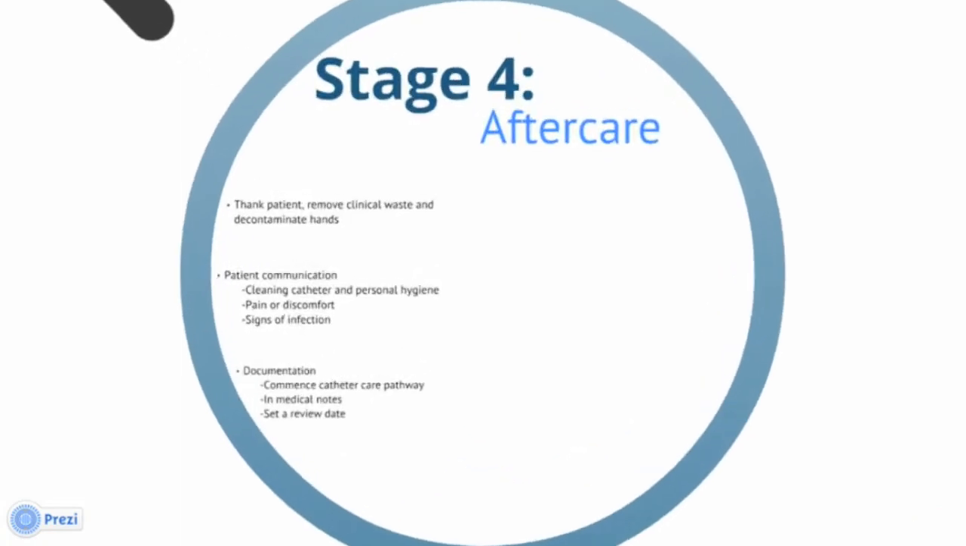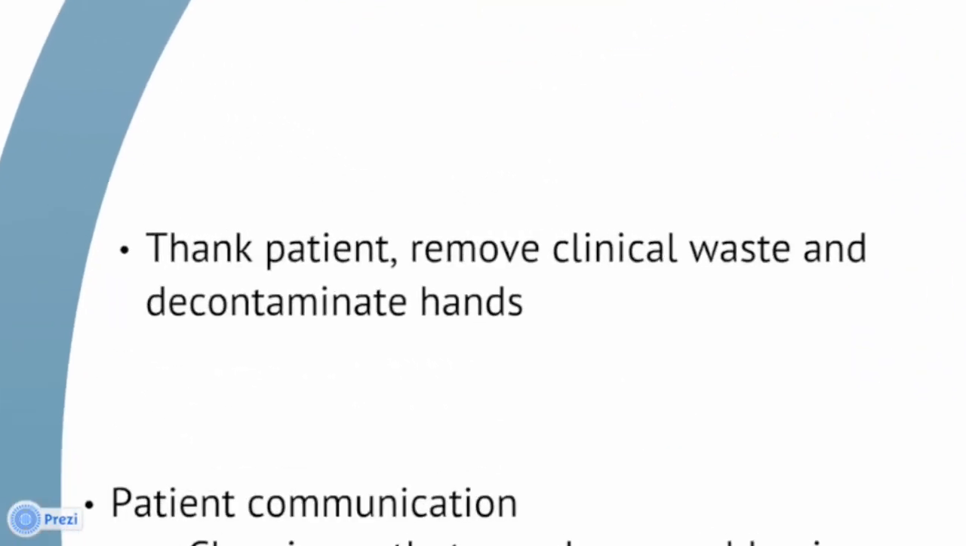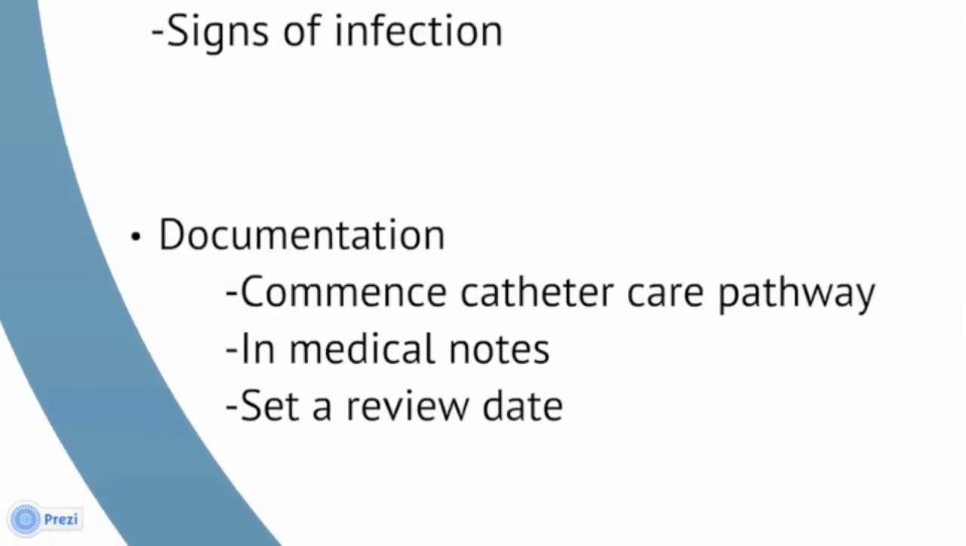Stage 4 covers the aftercare of your patient. Thank the patient, remove any remaining clinical waste and decontaminate your hands. You should give thorough aftercare advice to your patient, such as cleaning the catheter and maintaining personal hygiene. Notify them of potential problems that they may need to observe for, such as pain, discomfort, or signs of infection such as discharge, and who to inform.